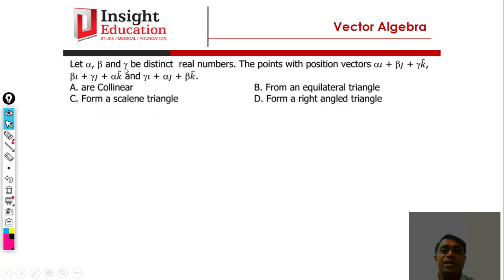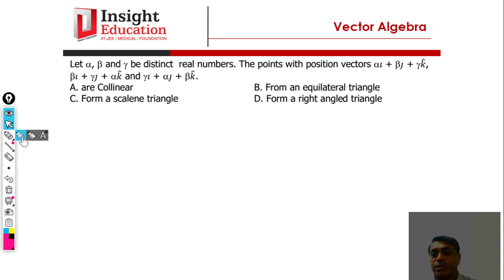Let alpha, beta and gamma be distinct real numbers, so all are different. The points with position vectors are: first alpha i plus beta j plus gamma k, second beta i plus gamma j plus alpha k, third gamma i plus alpha j plus beta k. Then these points are collinear, form an equilateral triangle, form an isosceles triangle, or form a right angle triangle.